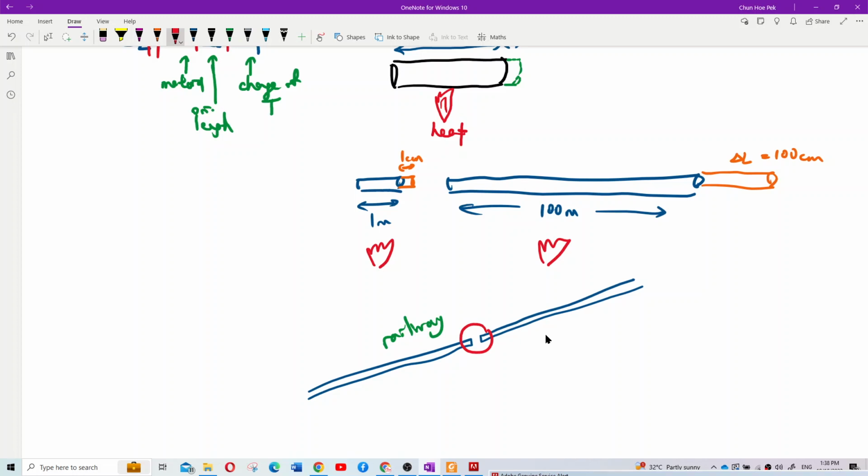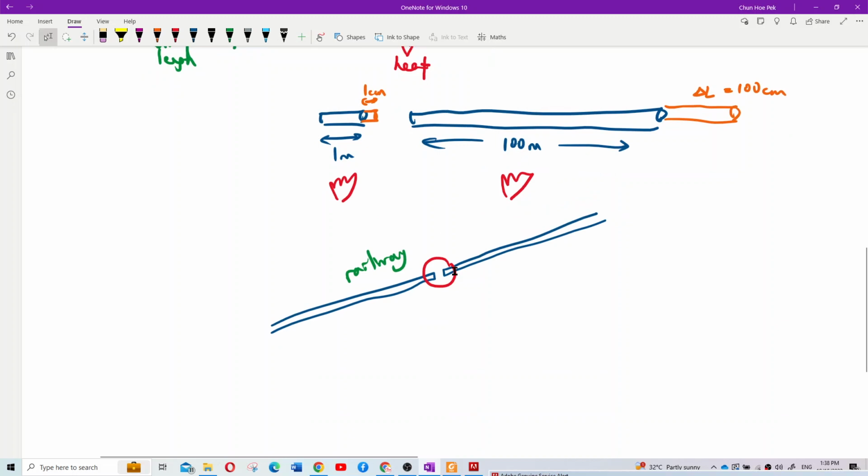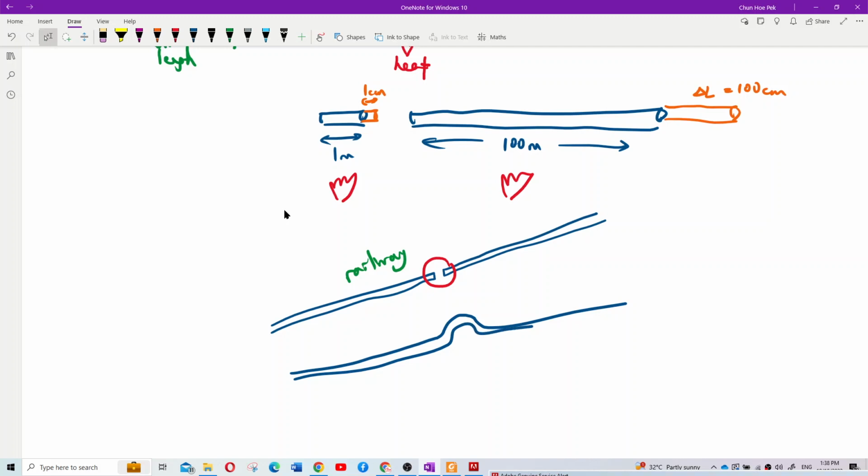If not, the expansion is very noticeable. If there is no gap like that, then what happens to the railway? It becomes bent, like Bangkok. Because it's so long, it expands a lot. So it bends because of delta L. Understand? When under a hot sun, the hot sun, understand? Okay.